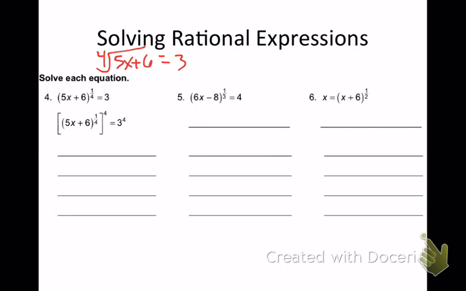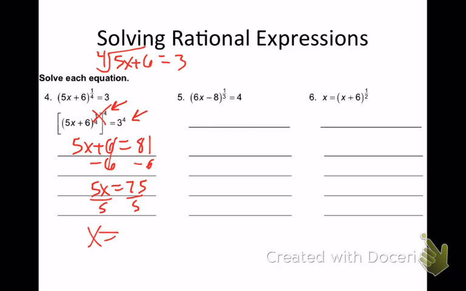And what undoes a 4th root? A 4th power. So I take the 4th power to both sides. That cancels out, giving me 5x plus 6 equals, what's 3 to the 4th power? 81. Now I solve, subtract 6 from both sides. 5x equals 75. Divide both sides by 5, and you get x equals 15.